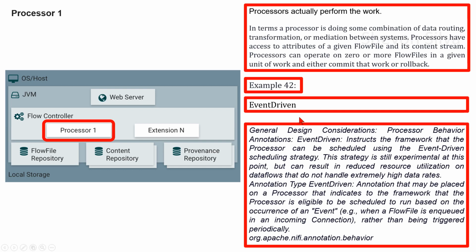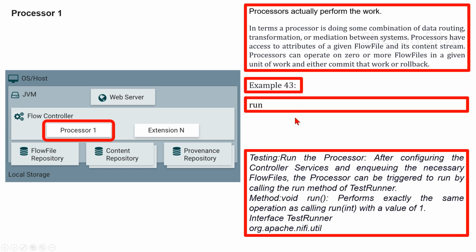The annotation type event driven may be placed on the processor to indicate to the framework that the processor is eligible to be scheduled to run based on the occurrence of an event, for example, when a flow file is enqueued in an incoming connection, rather than being triggered periodically. This is in the package org.apache.nifi.annotation.behavior.